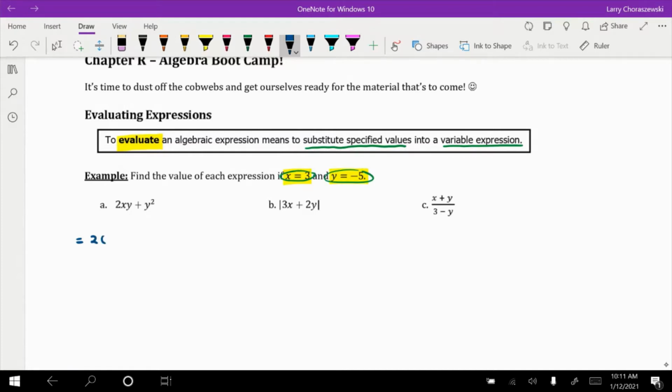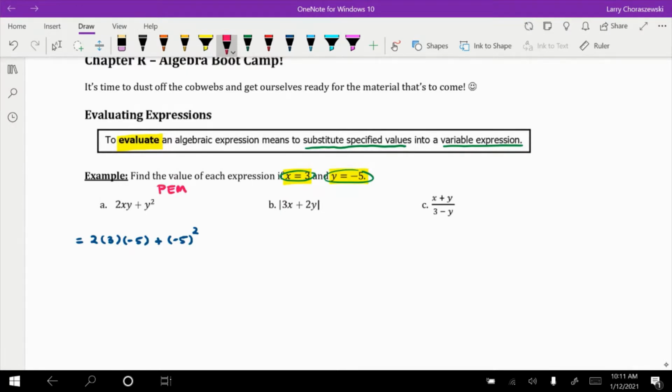So I'm going to write this as 2 parentheses 3. Anytime you're substituting, especially if it's negative, you might want to use some parentheses, as is the case with y. So y is equal to -5, so put that in parentheses. And to this, we're going to add y squared, which is now -5 quantity squared. So we will simplify from here on out according to the order of operations.